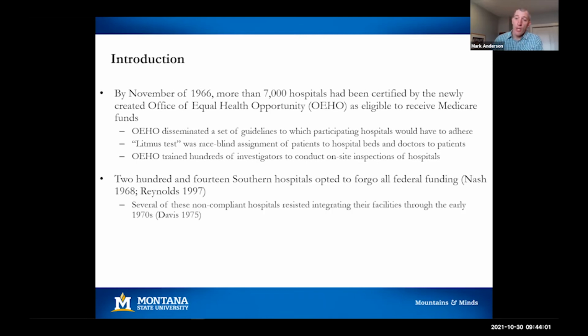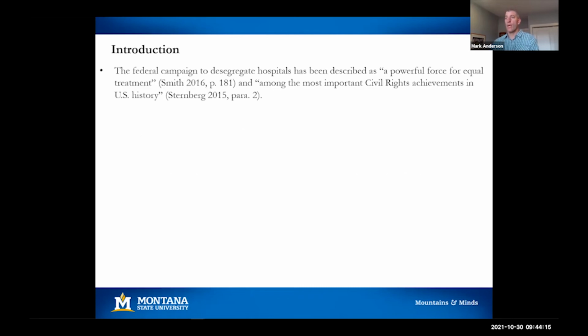So over 200 Southern hospitals, however, opted to forgo all federal funding. Several of these, which we call non-compliant hospitals in the paper, actually resisted integrating their facilities all the way through the early 1970s. And this campaign to desegregate hospitals has been described as a powerful force for equal treatment, and it's been listed among the most important civil rights achievements in U.S. history. Surprisingly, it's been very much understudied.